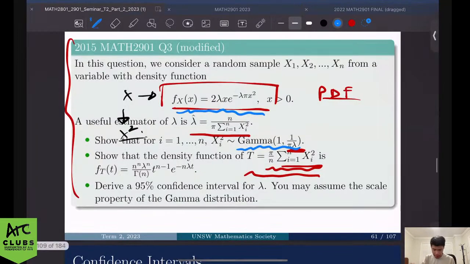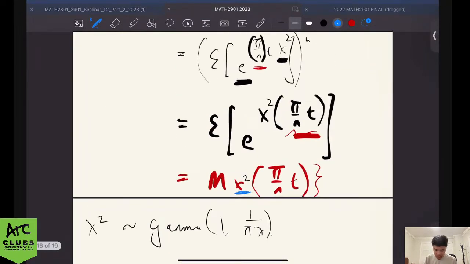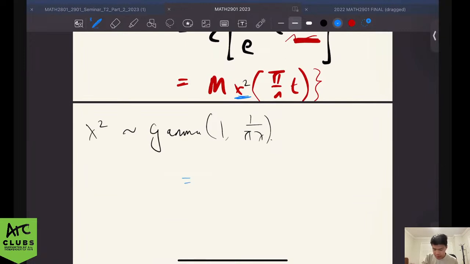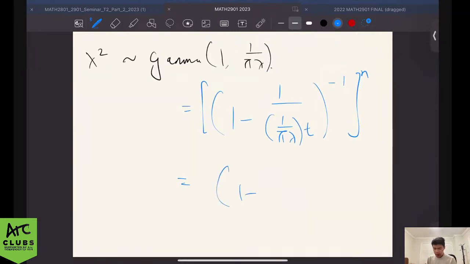So it's going to be equal to the power of n. So 1 minus 1 on pi lambda times t in this case, to the power of minus 1, or to the power of n. Okay, and so that becomes 1 minus pi lambda on t to the power of minus n. So I'm going to check if there are any questions.